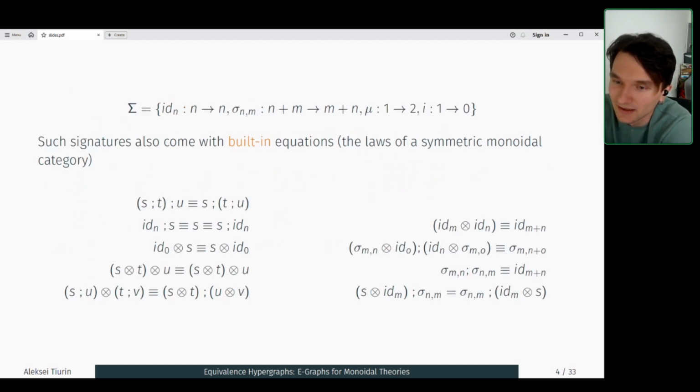However, unlike the algebraic theories, such theories that are built from these signatures come with some built-in equations that are not induced by the domain of application of this theory. And these built-in equations are the laws of a symmetric monoidal category. Namely, these equations prescribe that both compositions are associative and the identities are left and right identity for the respective composition. And also it describes the relation between the symmetry and some other operators, and notably this equation here, the bifunctoriality of the parallel composition.